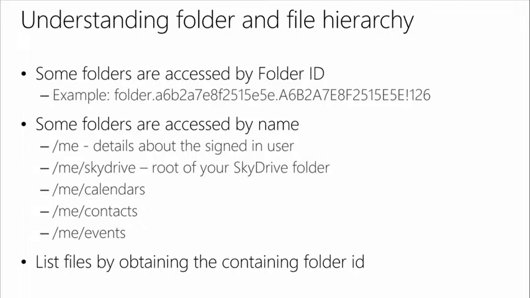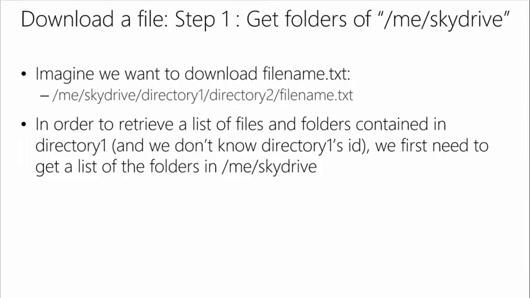Some folders are accessed by name, so we have some special ones that allow us to go to SkyDrive, calendars, contacts, and events. We must list files by first obtaining the containing folder ID. Say, for example, we want to get everything that's in the root of our SkyDrive. We've got to get that folder ID back. We then leverage that in this particular manner.